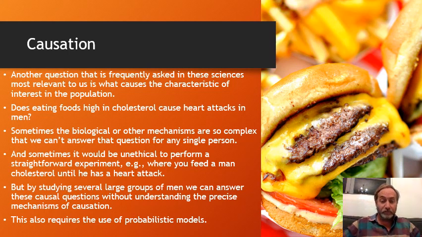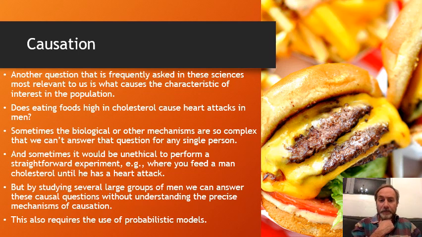But often, first of all, we may not have enough understanding of the actual biological mechanisms that are going on in order to answer that question for any particular person, and often it would be unethical to perform the sort of experiment that you might need to do in order to figure out those mechanisms. You can't just take a group of men and feed them cholesterol until they have heart attacks. Same with all the information we know about pregnancy and childbirth. You can't just do experiments on pregnant women and see what causes bad outcomes and what causes good outcomes.